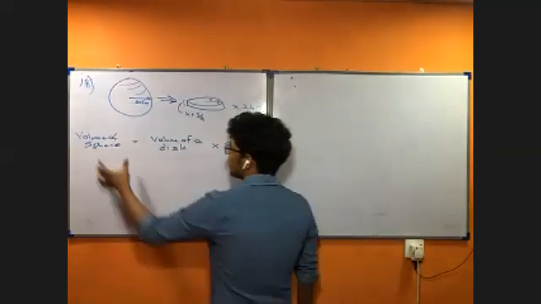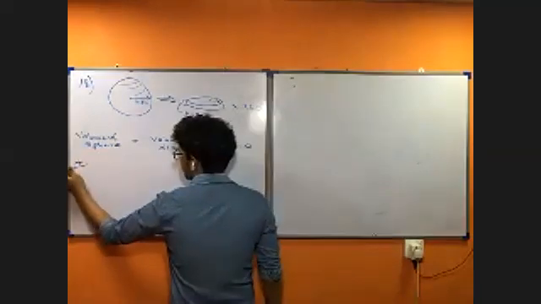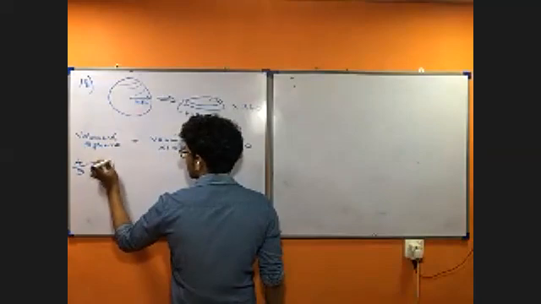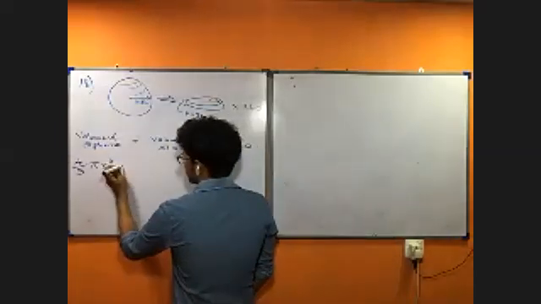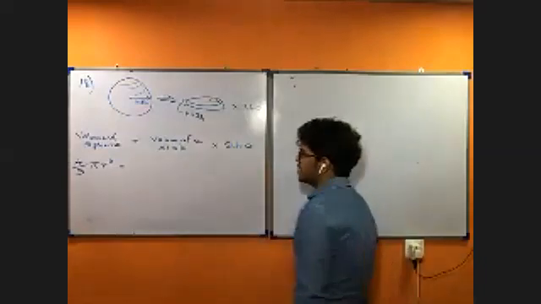So what is the volume of a sphere? 4 divided by 3 pi r cube, right? The volume of a sphere is 4 over 3 pi r cube, which is equal to the volume of a disc. Volume of a disc is what?